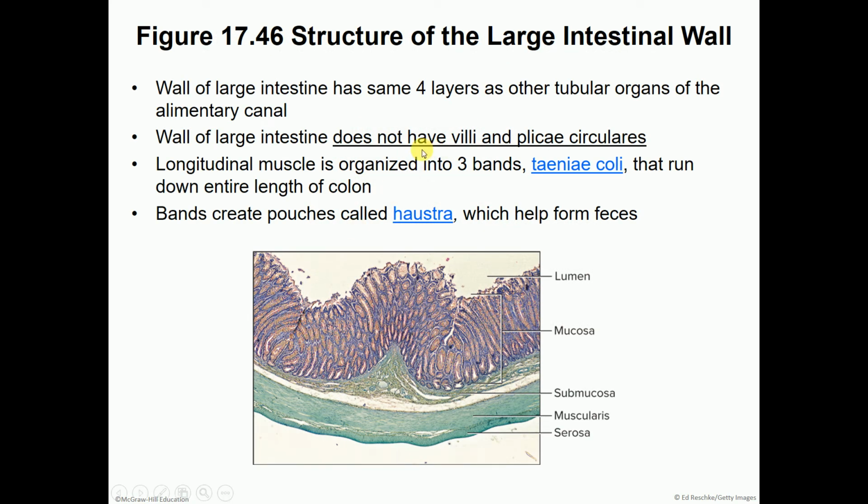So the structure of the large intestinal wall, just like any part of the alimentary canal, has the 4 layers of that tubular organ that we've talked about. But compared to the small intestine, the large intestine does not have any villi. It does not have folds that we call the plica circularis. What it does have in addition, characteristic to the large intestine, are these longitudinal muscles, the taenia coli, that run parallel to the different parts of the colon, and again, create these little pouches that we called haustra. And that helps form the feces.